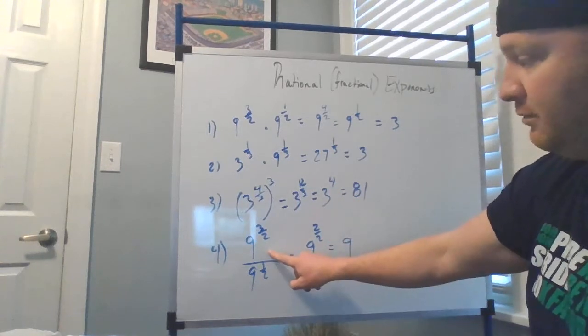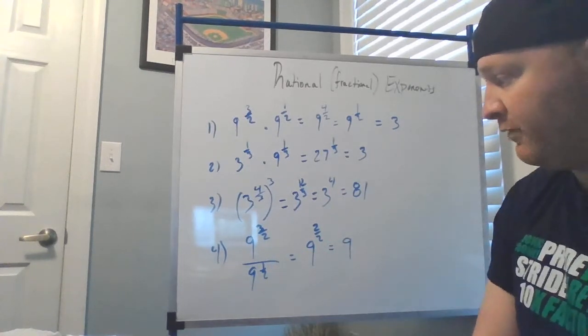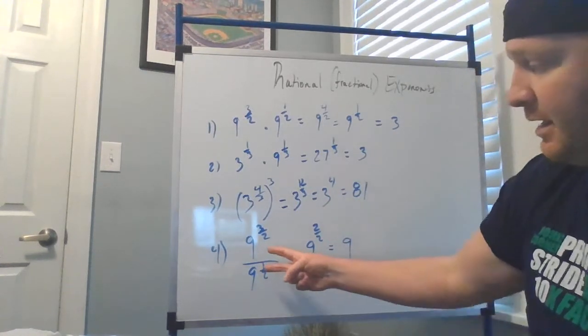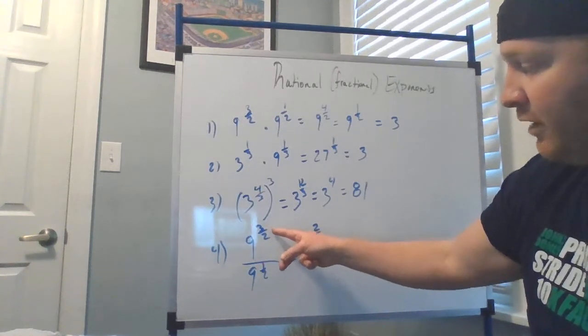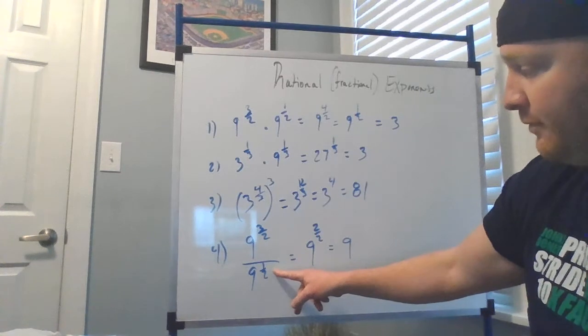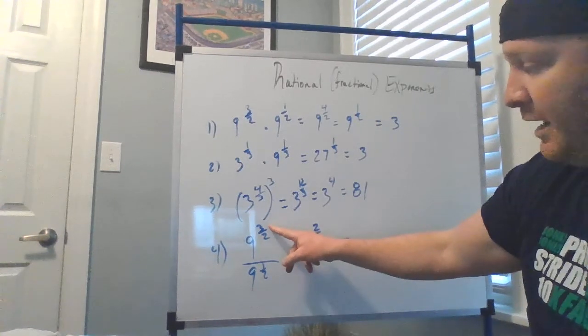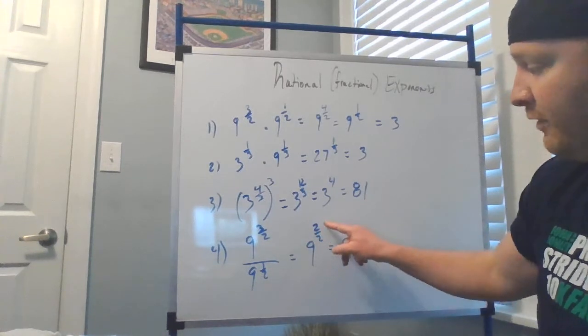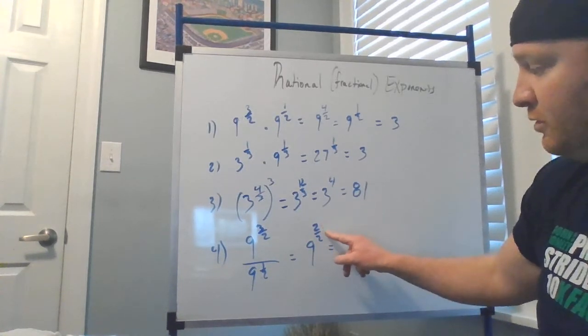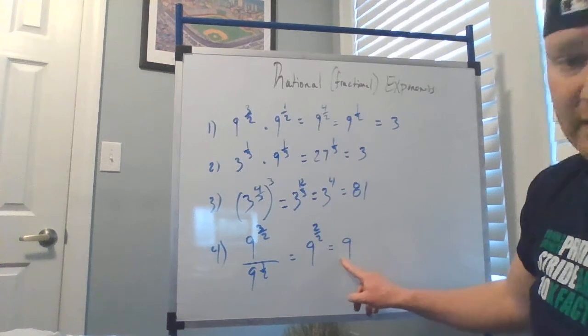Now down here, just like we did learn yesterday, whenever I divide expressions with the same base, different exponents, all I do is subtract the numerator from the denominator. So when I do that, I'm doing 9 to the power of 3/2 minus 9 to the power of 1/2, which is equal to 9 to the power of 2/2, which reduces to power of 1. Equals that right there.